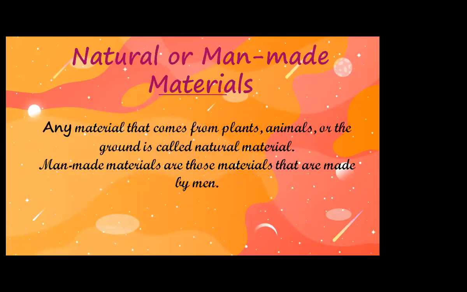So the things that we know are natural materials are wood, through which we can make furniture, chairs, tables, or you may say beds, while we have leather as a natural material through which we can make our shoes. Our bags are sometimes made of leather as well.